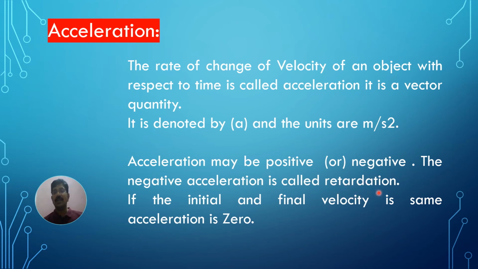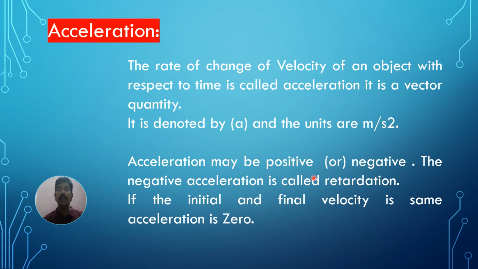It is also known as retardation. For example, you take the case of a train leaving the station platform. In the beginning, it starts with a certain speed, and then its speed goes on increasing, then we say that it is moving with positive acceleration.